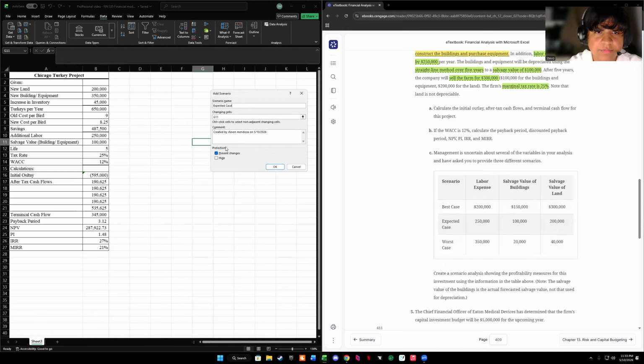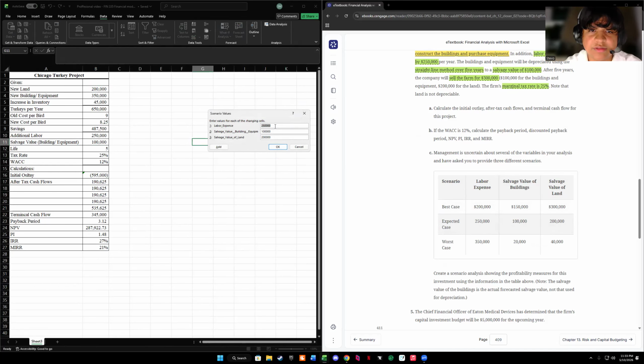Then you have to make sure you have the changing cells, the variables you actually want to change. So the ones we did earlier, we're going to do in order. Labor expense first, which is here, and then a comma. We're going to do salvage value building here, and then salvage value land, or just how much we're going to sell the land for there. Then these are all the same. This is the expected case. These are all good. Then we go to add a new scenario.